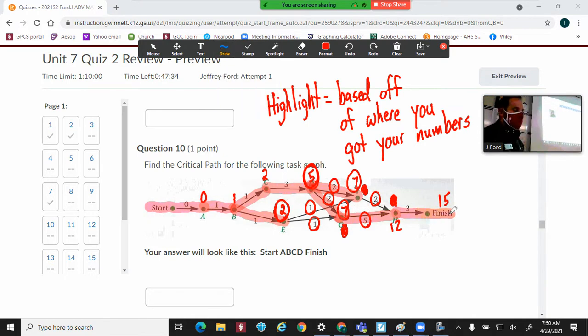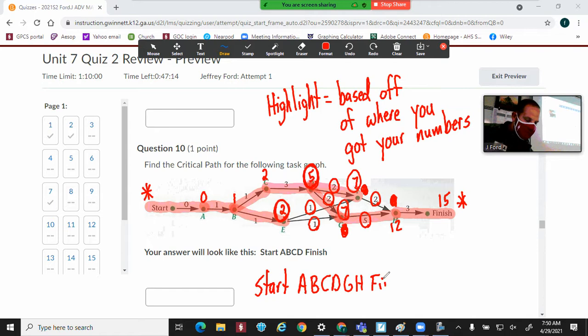So what I'm going to do is write out what I highlighted, starting at start, ending at finish. There's only one path that got me there. So start, A, B, C, I believe that's D, I think that's G, H, and then finish. There you go. That's my critical path.